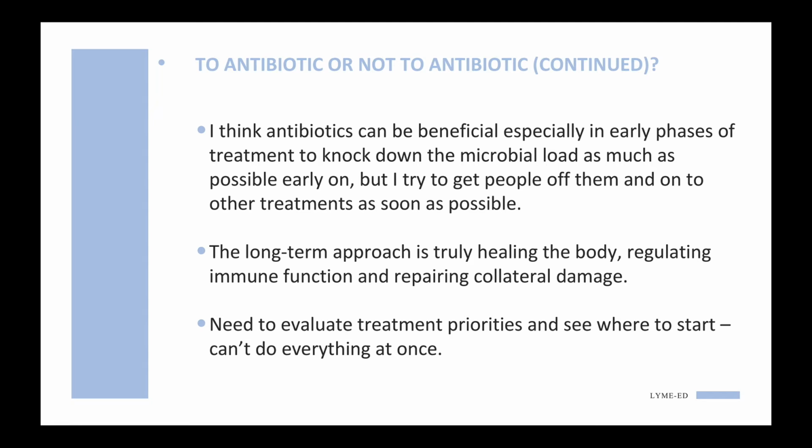I think we need to evaluate treatment priorities too and see where to start. There's no way we can do everything at once. There's actually no way people can do everything. I mean, there's just the reality of how many herbs or treatments or modalities or supplements people can do. Some people have a greater capacity for that than others. But we just need to remember that we need to find our starting point and move gradually through that. We certainly can't do everything at once, nor should we try to.